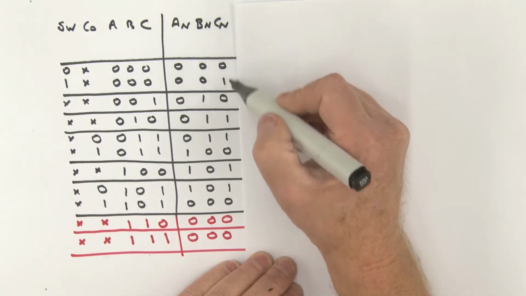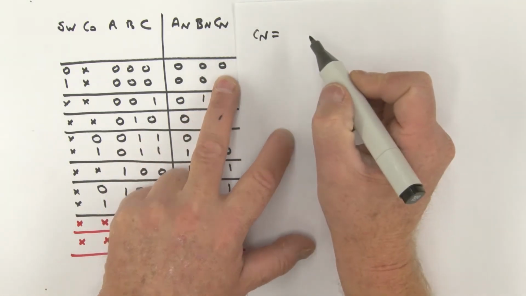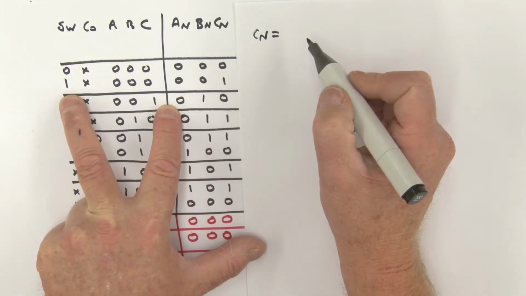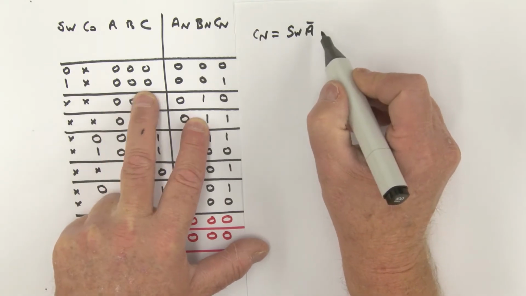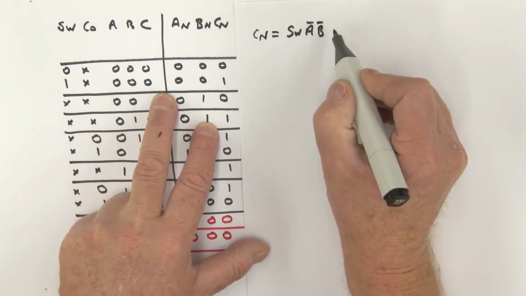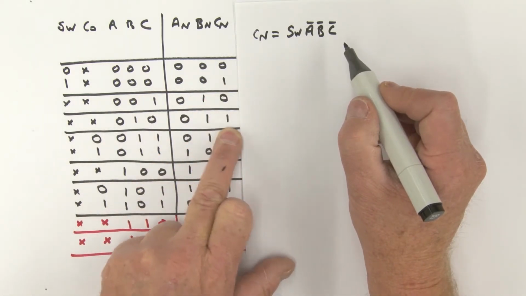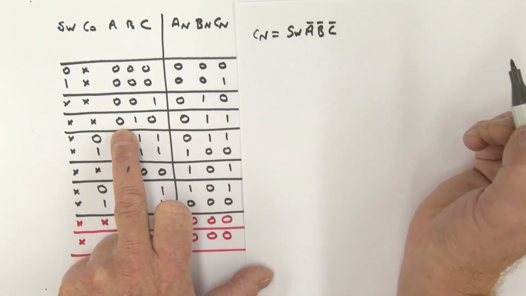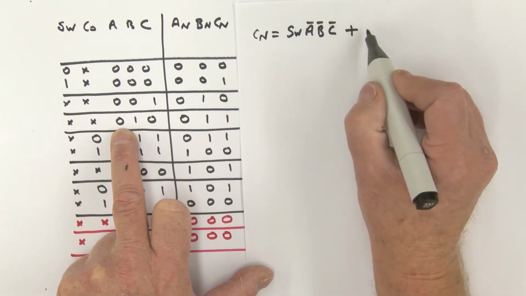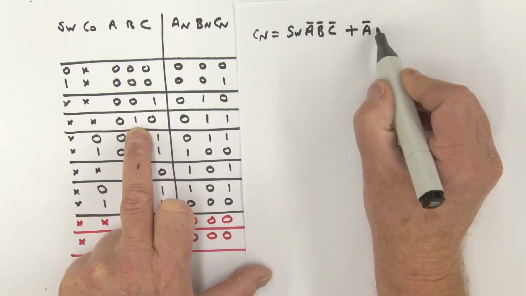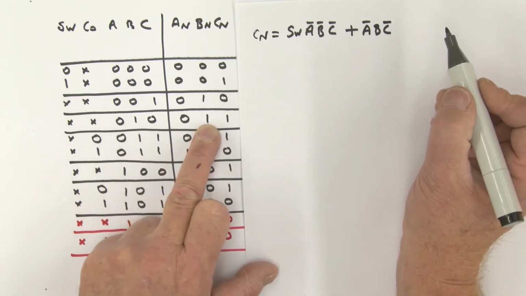All right, let's look at Cn. So let's write this down. So Cn is equal to, our first product term here is what? Well, that's A bar, B bar, C bar. That's our first product term. There it is. Come on down. Next product term is here. Let's read this across. So that's an OR. What do we have here? That's A bar, B, C bar. It's that product term.